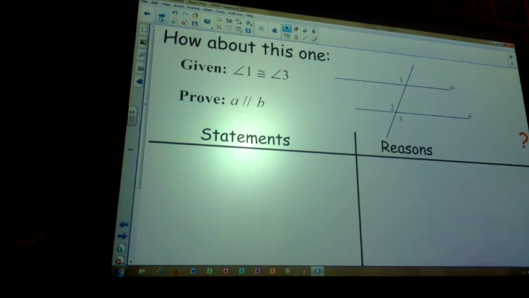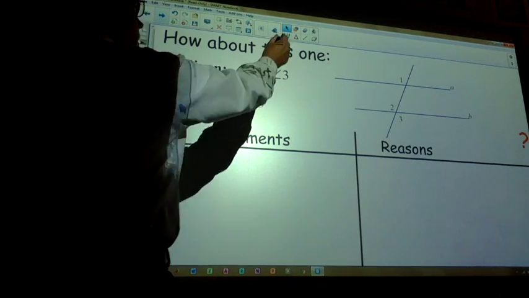How about this one? Angle 1 and angle 3 are congruent. Given. Oops, wait.